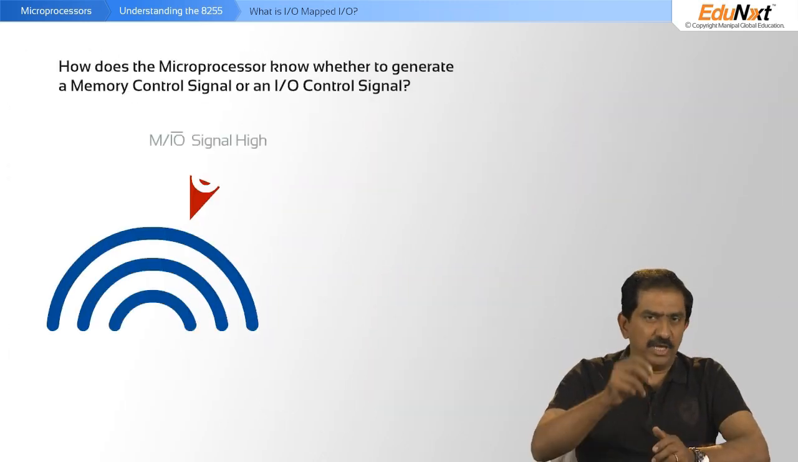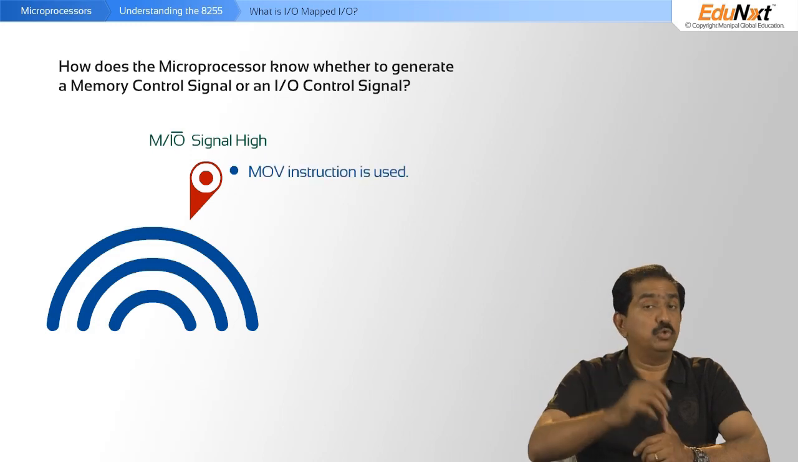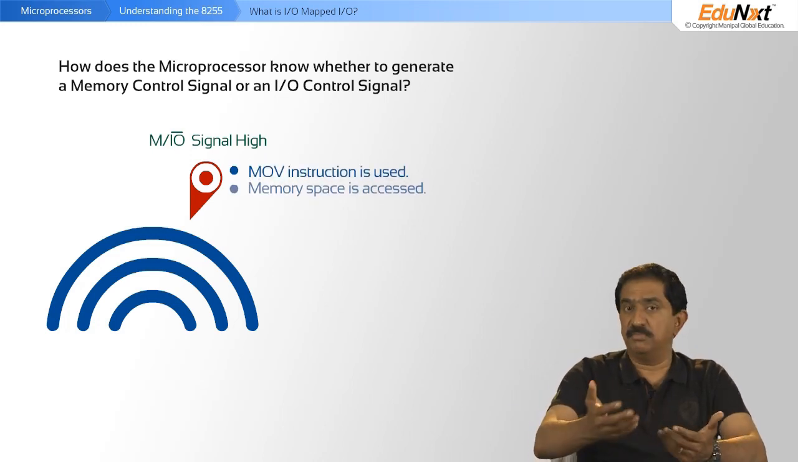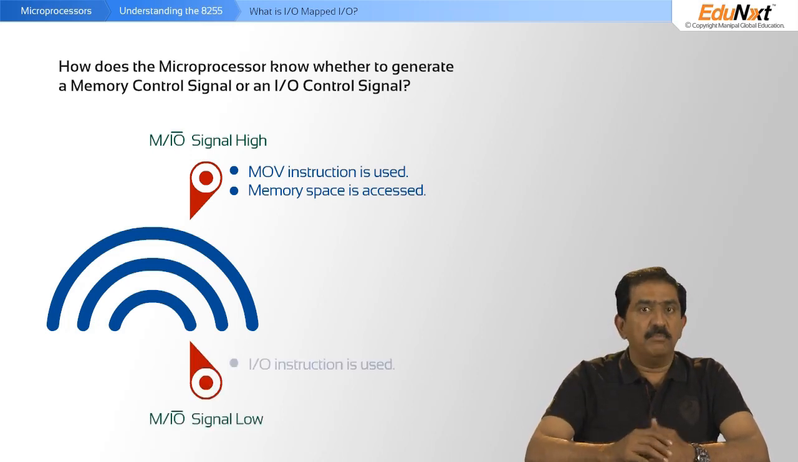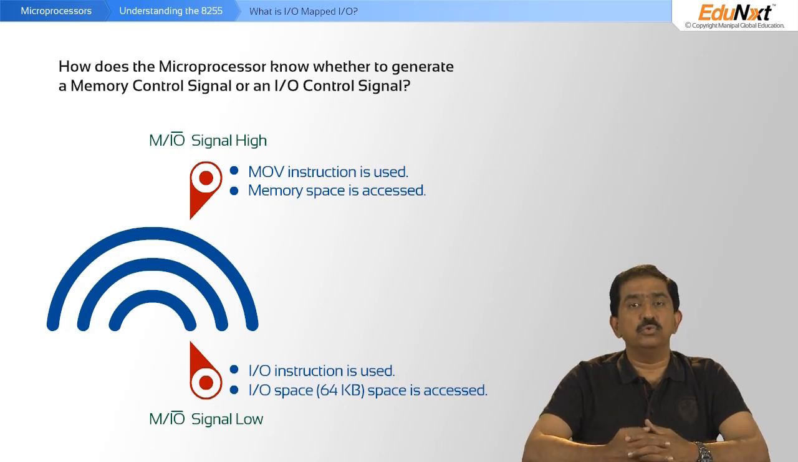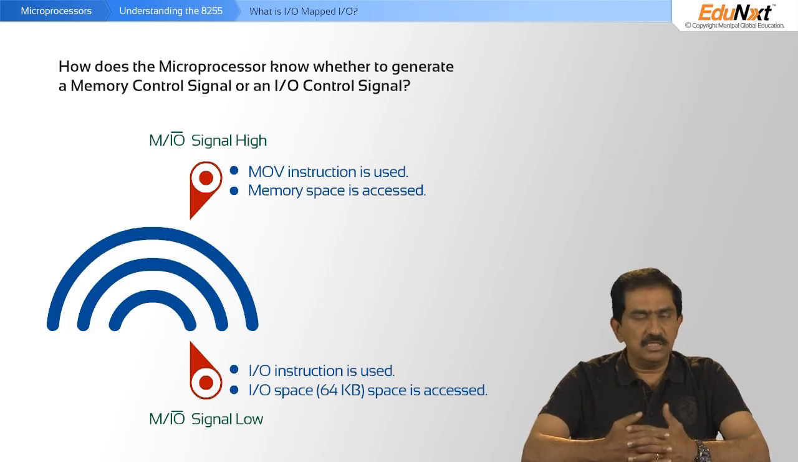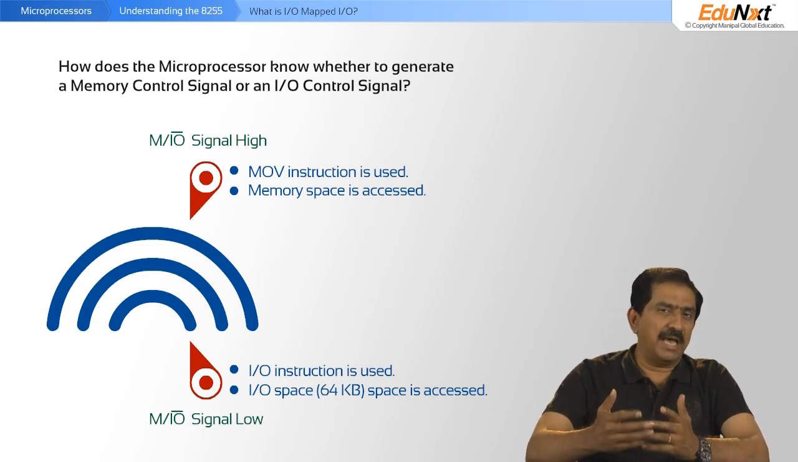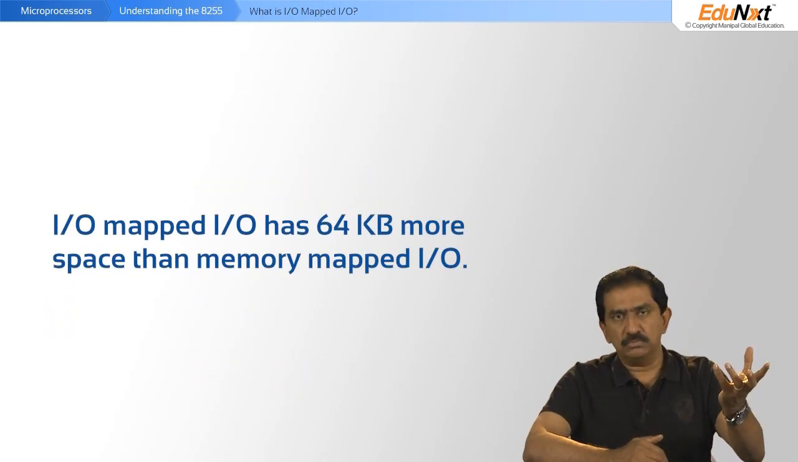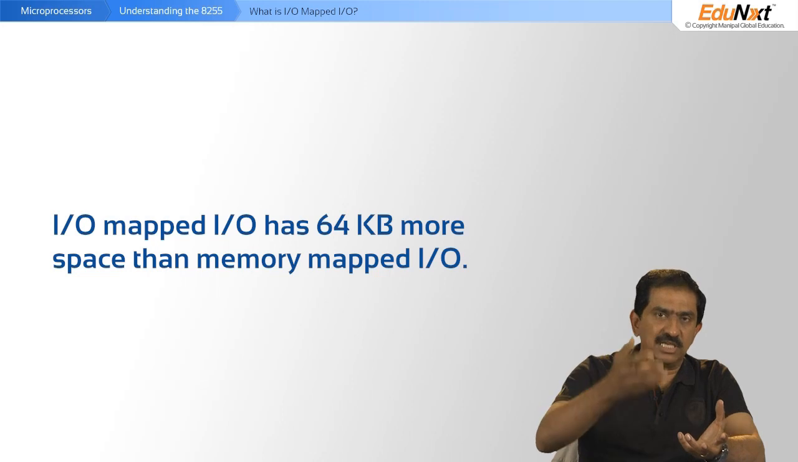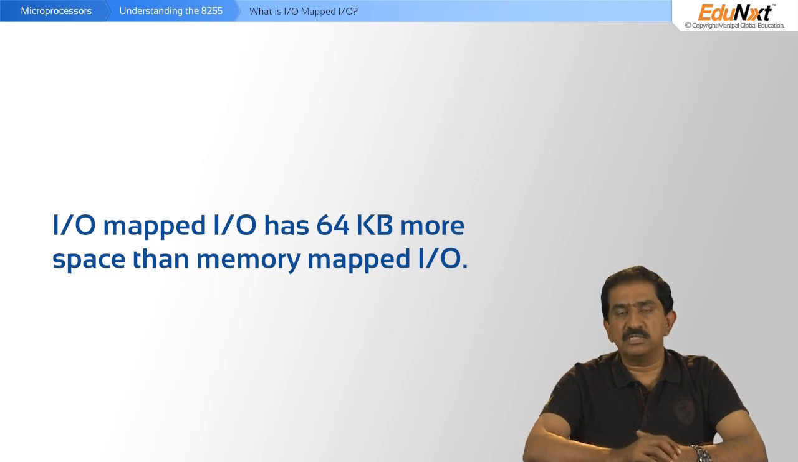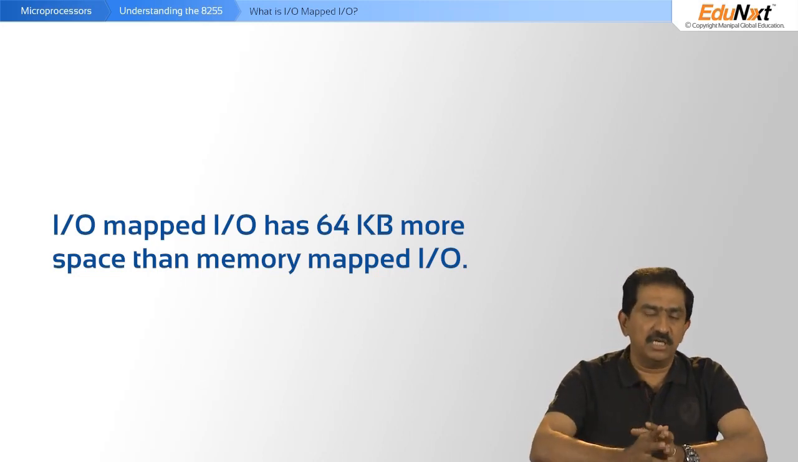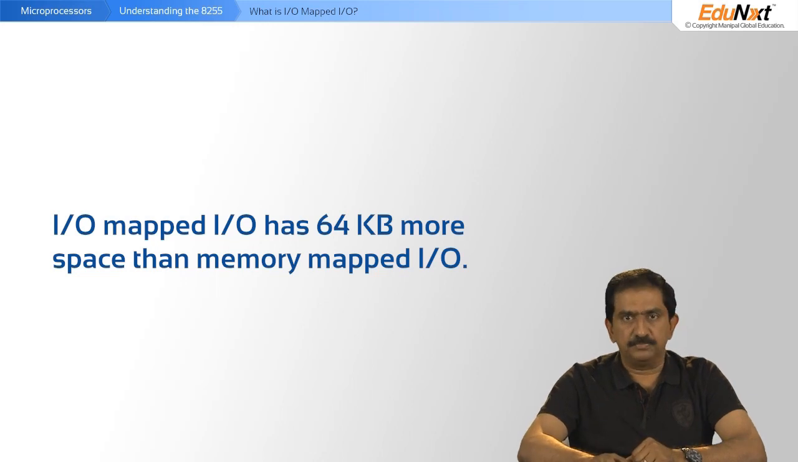That differentiates the two. So M/IO bar pulled high, you have to use the MOV instruction because it's a memory space that is being accessed. M/IO bar pulled low means IO is active and you have to use the in or out instruction of the assembly set. This is how IO mapped IO works. So you've got memory mapped IO where the IO devices rest in the same memory space as regular memory. You've got IO mapped IO in which there is a separate space of 64 kilobytes specially designed for use by the in and out instruction.